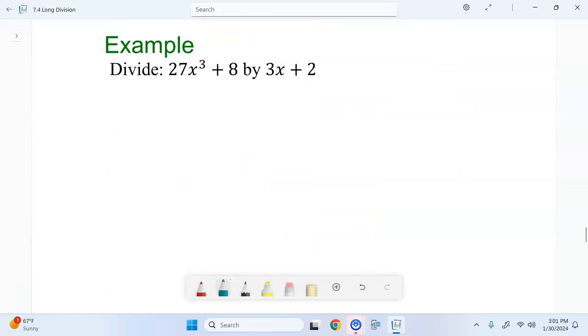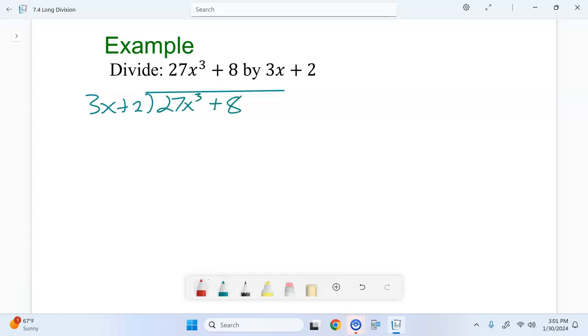All right. What's going to go on the outside? What's going to go on the inside? 27x. Okay, now. We divided 27x cubed. What's that going to give me? 9x squared. So that first division gives me 9x squared. Well, where do I put it? Over the 27. They're not like terms. I can't put it over the 8 or the x.